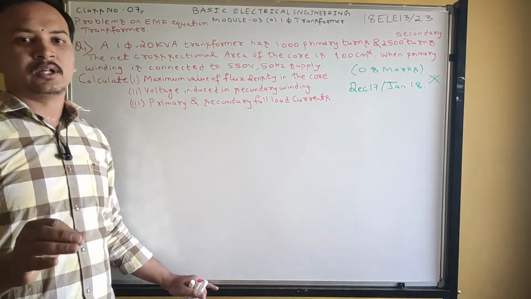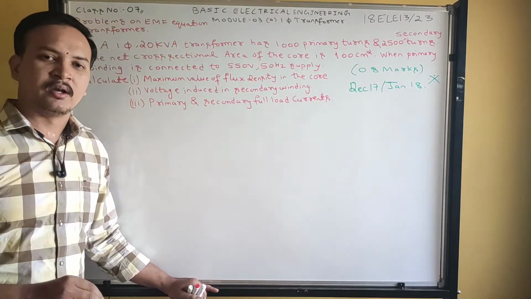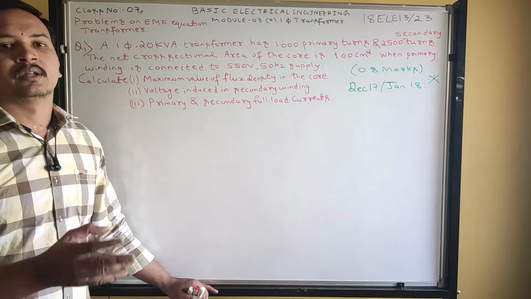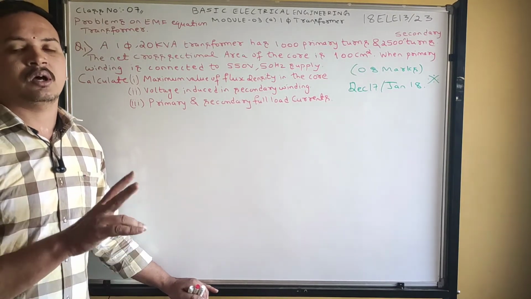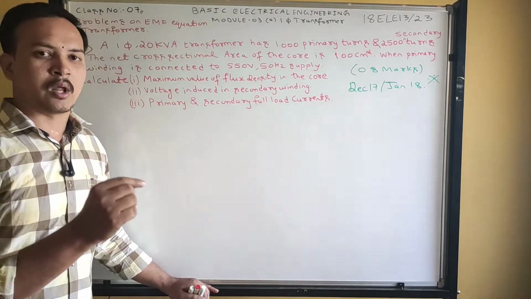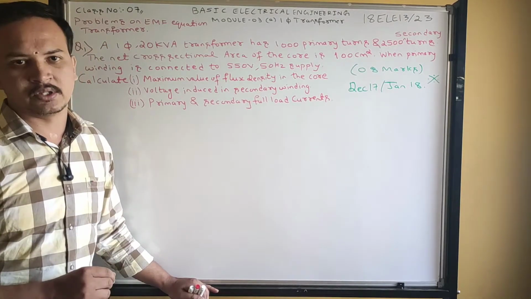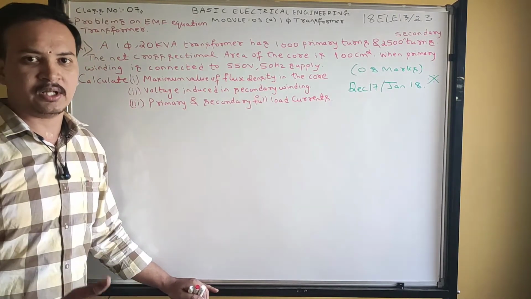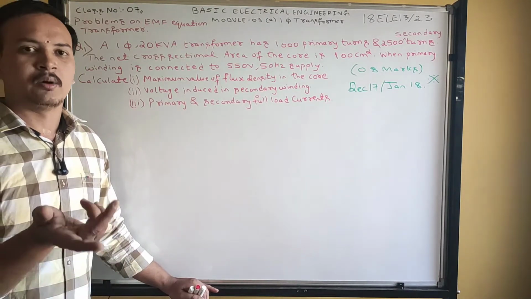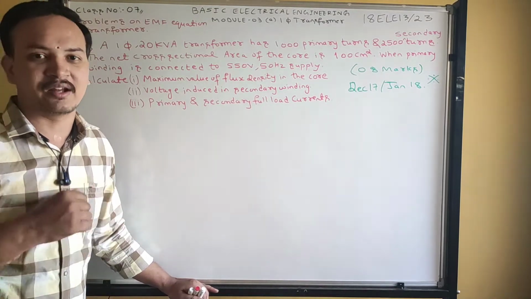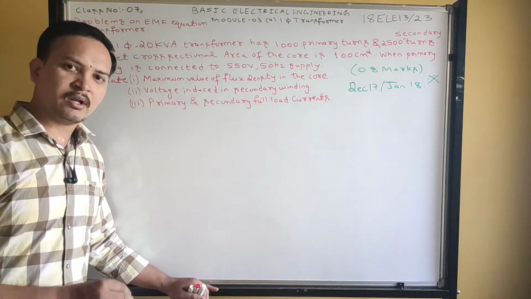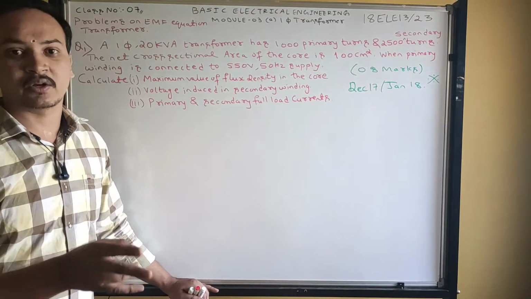See, 100% they will ask one question on the EMF equation of a transformer and another question on an efficiency problem. Very rarely they will ask only one problem, either the EMF equation or efficiency. But regularly they are asking one problem on the EMF equation and one problem on efficiency. Sometimes both come in one question, which is also a rare case. The ideal case is that they ask one problem on the EMF equation and one on efficiency in different questions.